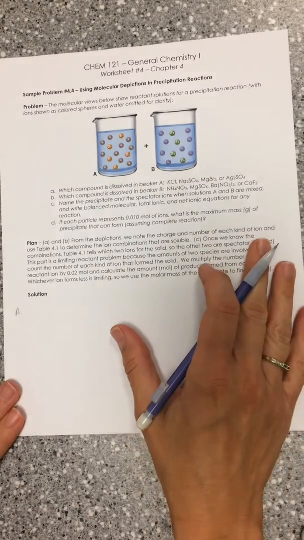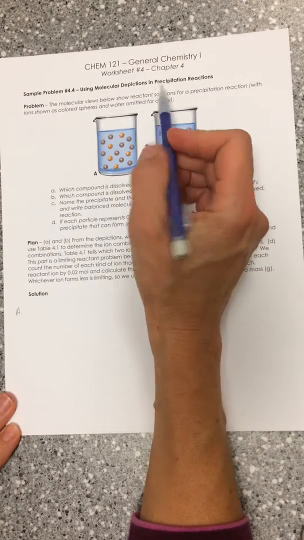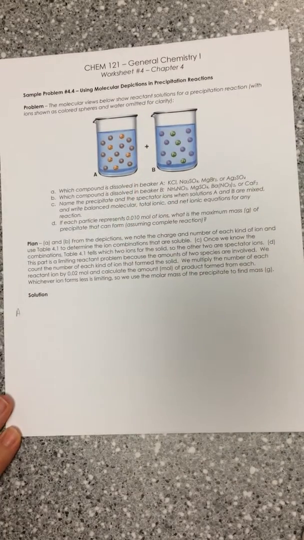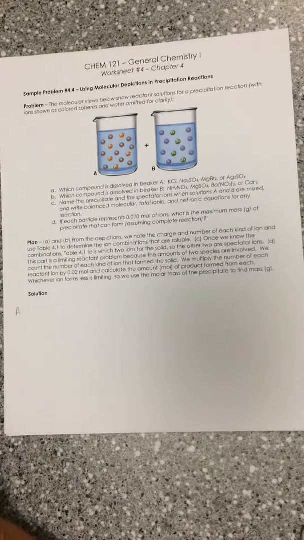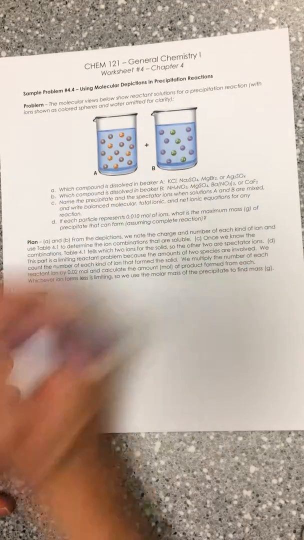All right, another molecular scenes problem, this time looking at depicting what's happening in a precipitation reaction. So we had our first molecular scene problem at the beginning of this chapter when we talked kind of about solutions, and now we're going to see one as it applies to precipitation reactions. So 4 parts to this reaction.